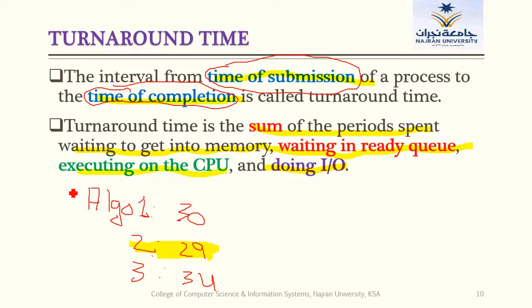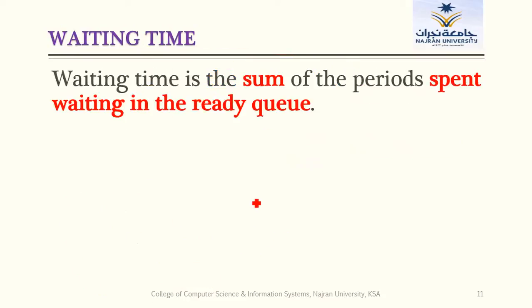And then the third criteria we have seen is turnaround time. This is the measurement of the time from submission to completion. And in this example, we have seen that algorithm 2 has taken 29 seconds, which is less than the time taken by algorithm 1 and algorithm 3. So we can say that algorithm 2 is better than algorithm 1 and 3 in terms of turnaround time. Okay, so our fourth criteria is waiting time. Waiting time is the sum of the periods spent waiting in the ready queue.